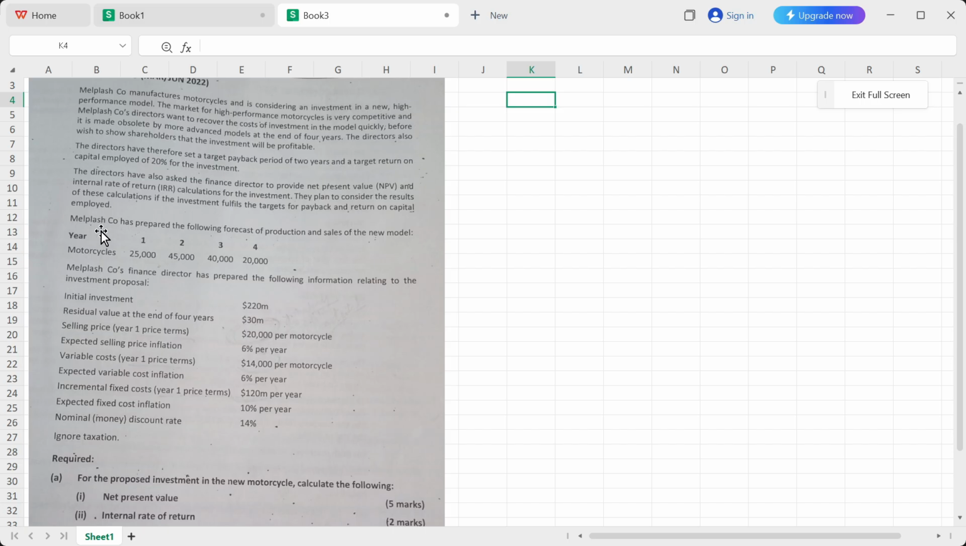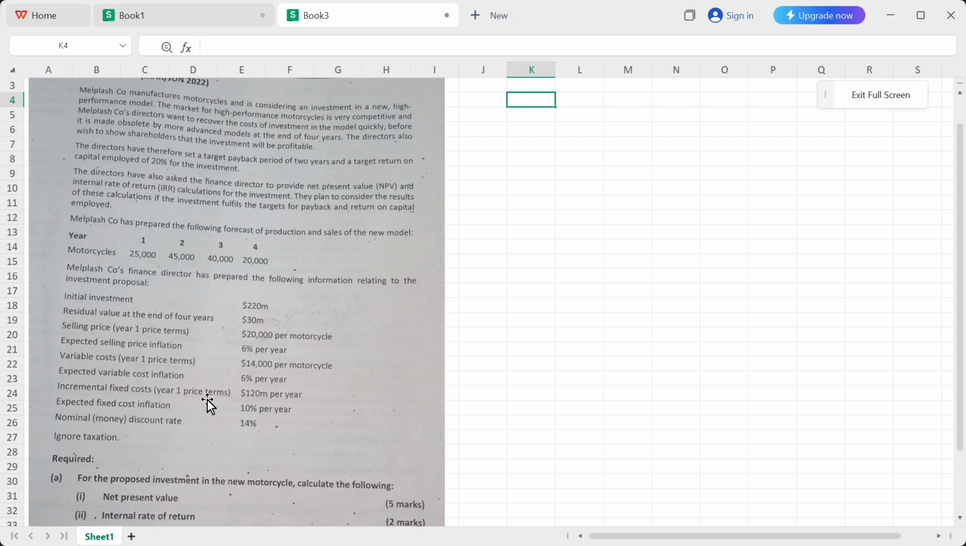All right. And after that, you have the normal data that you need to calculate the NPV, right? So you can see we have the years, we have the forecasted amount of production and sales given for the motorcycle for each year. And then we have been given the initial investment, the residual value, and all this stuff. Now, one thing that I want you to focus on before we start solving the question is that after the selling price, after the variable cost, and after the incremental fixed cost, they have written something inside the bracket, and that something says year one price terms, right?